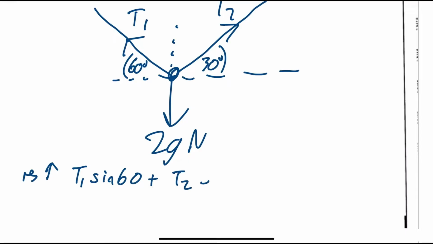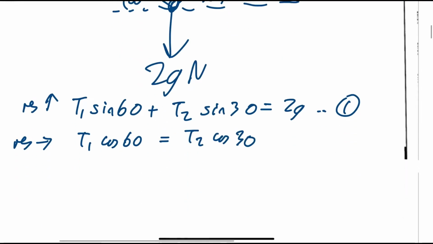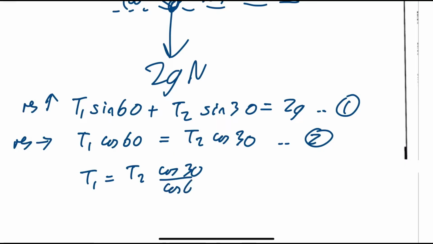I've got T2 sine 30, and that's equal to 2g. Call that equation 1. I'll be coming back to that very soon. Resolve horizontally. My force to the right equals my force to the left. So force left is T1 cos 60, and going to the right, I've got T2 cos 30. That's my equation 2, and I'm going to play with that in a second. So T1 will be equal to T2 cos 30 divided by cos 60.